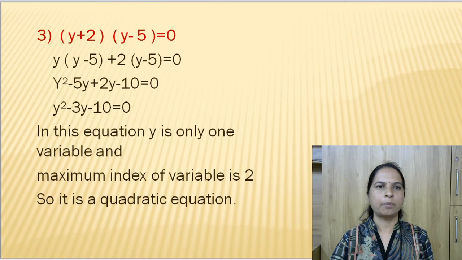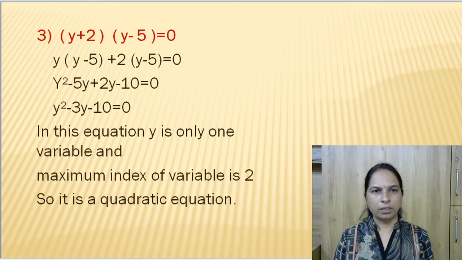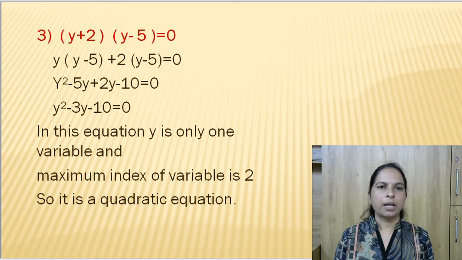Let us see one more example, that is y plus 2 multiplied by y minus 5 is equal to 0. At first sight, we say that it is not a quadratic equation because the index of the variable is not 2, but when we solve it, we get a quadratic equation, and this type of example is also asked in the SSC board exam. When we multiply through the brackets, we get the equation y square minus 3y minus 10 is equal to 0, in which y is the variable and the maximum index of the variable is 2. So it is also a quadratic equation.